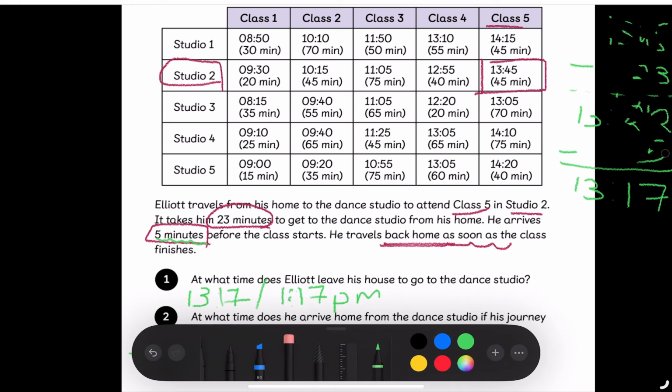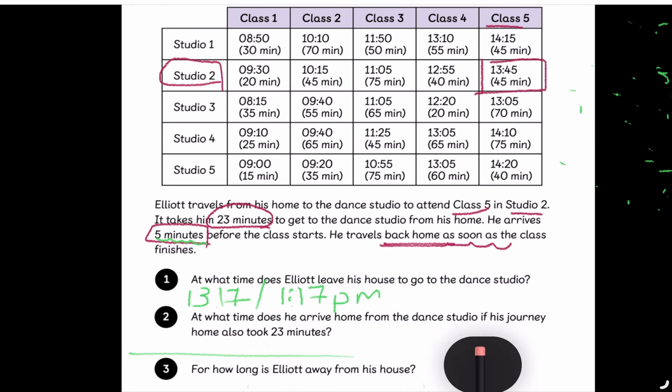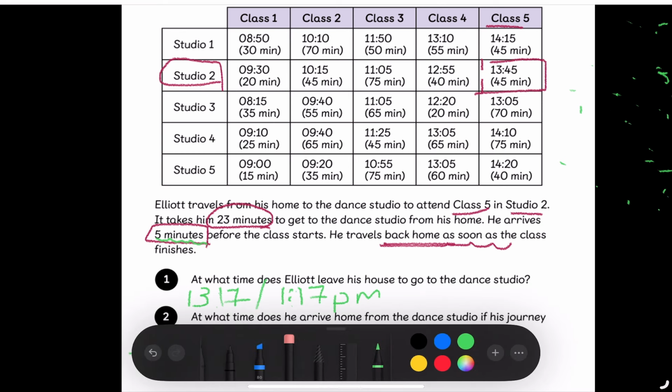Let's go to the next question now. My next question says, at what time does he arrive home from the dance studio if his journey home also took 23 minutes? Okay, his journey home as well took 23 minutes. Now what we are going to do is, we know 13:45. The class starts at 13:45. Therefore, in order to get this 13:45 as a beginning time, I can gauge the time he comes back. Okay, therefore, we are going to start with 13:45.